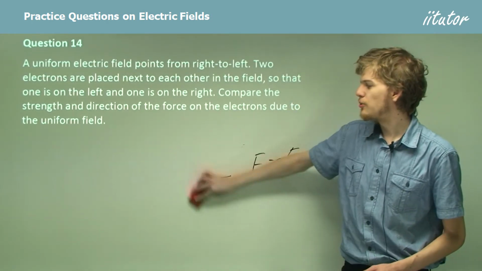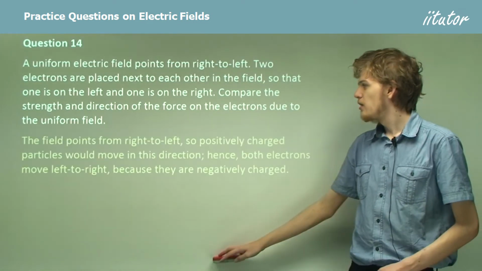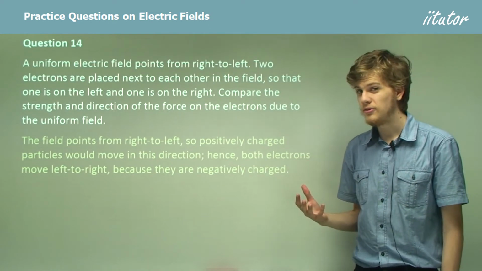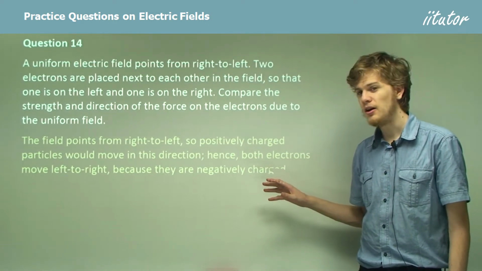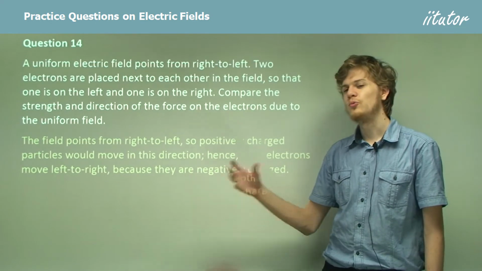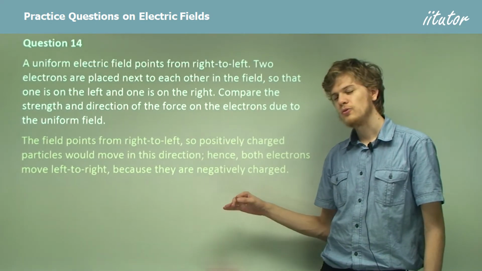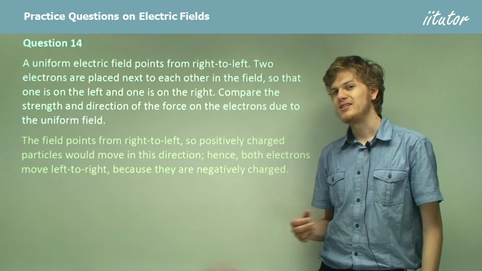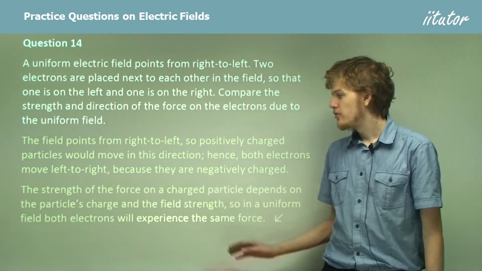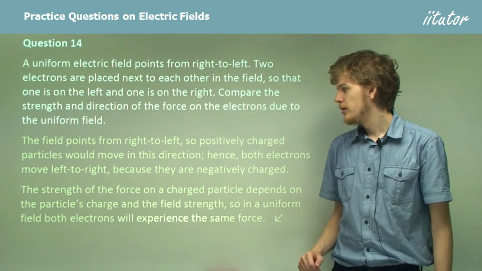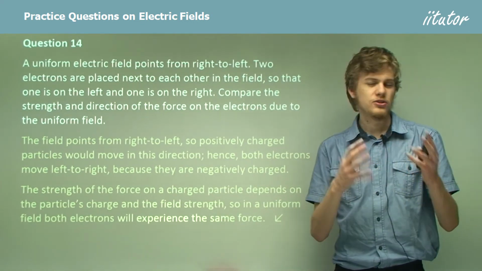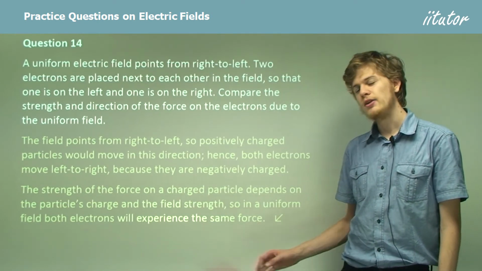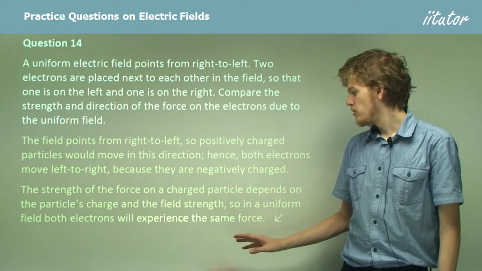So now all we need to do is write down this answer. The field points from right to left, so positively charged particles would move right to left. That means that the negatively charged particles have to move left to right. Negatively charged particles move in the opposite direction to positively charged particles, which means they move against the direction of the electric field. The strength of the force on a charged particle is the product of its charge and the electric field strength. And in a uniform field and two particles with the same charge, the force will be exactly the same.